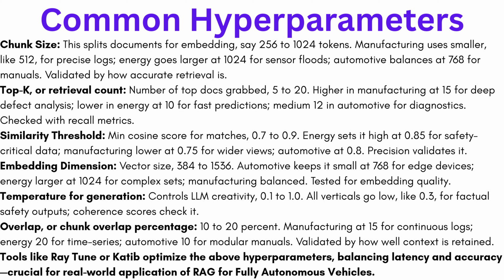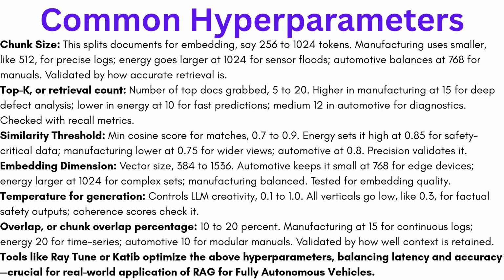Similarity threshold, minimum cosine score for matches, 0.7 to 0.9. Energy sets it high at 0.85 for safety critical data. Manufacturing lower at 0.75 for wider views. Automotive at 0.8. Precision validates it.